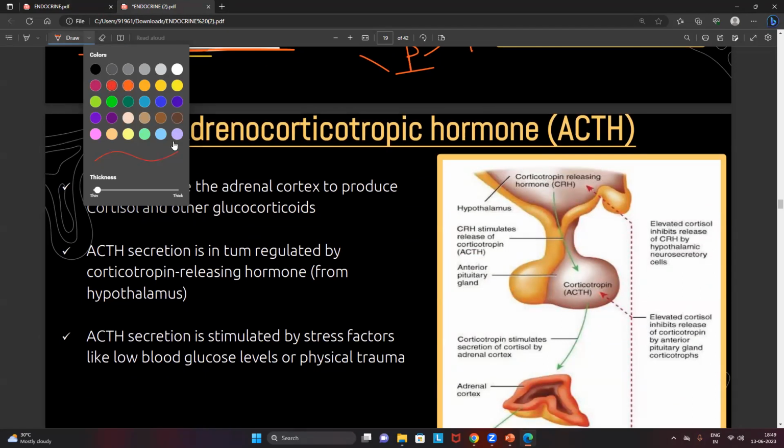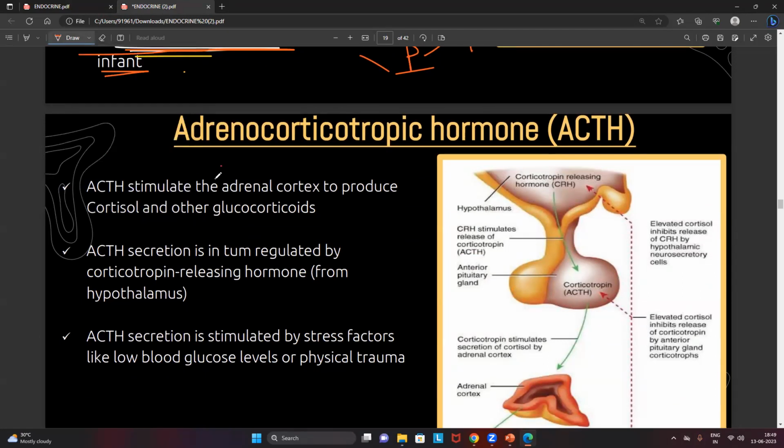So now all the students, remember the most important hormone. Many times the question is asked in the exam, very important, very interesting, very in-depth, you have to know it. Adrenocorticotropic hormone, widely called ACTH. I will explain it briefly, just follow me correctly.